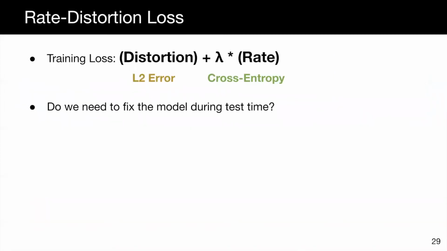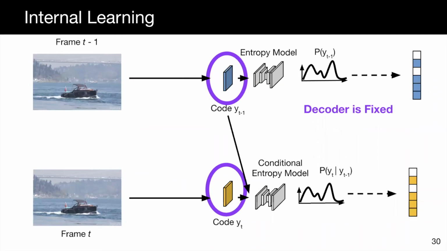Our training loss optimizes for the classic rate distortion trade-off, where distortion is typically measured by L2 error of the reconstruction, and bit rate is approximated by the cross-entropy loss. After training the model, though, we asked the follow-up question: why can't we also optimize for this loss during test time? Does the model need to be fixed? It turns out you can optimize the model for this loss during test time.